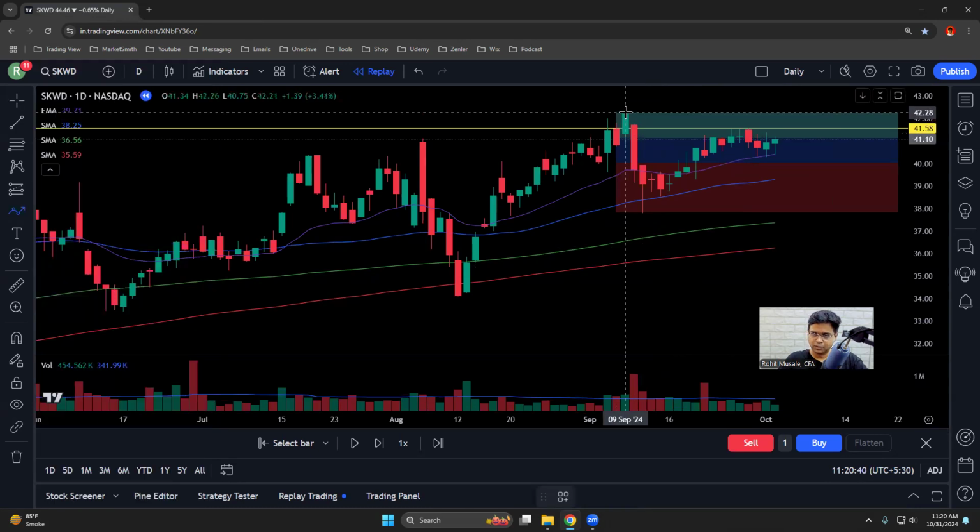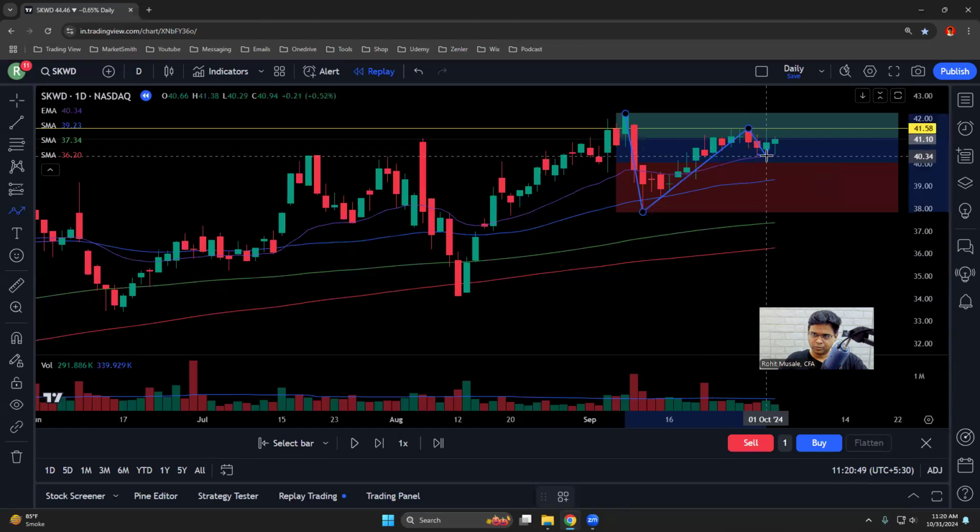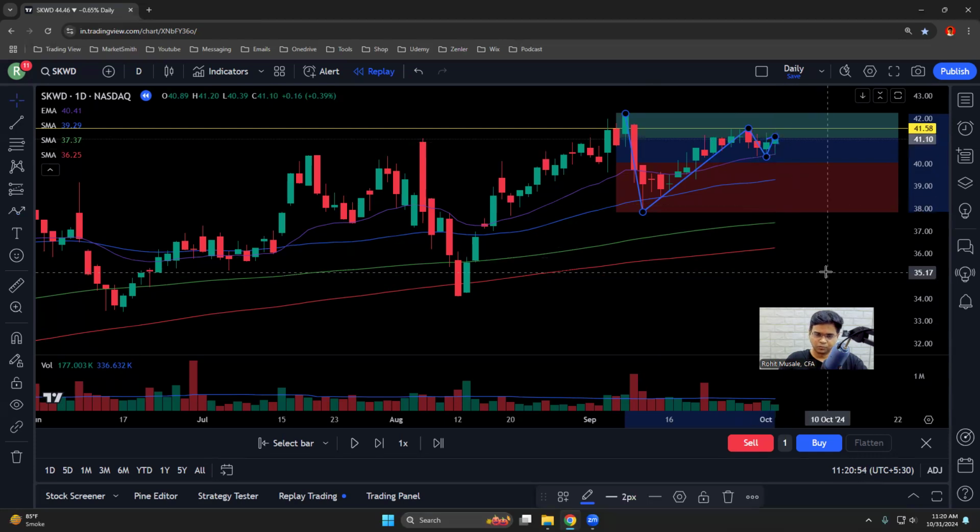So this is point 1. And that's point 2. The high of this red candle is point 3. Then the low of this green candle is point 4 and the high of this candle is point 5. So 5 points in the base. We want minimum 4 points in the base.